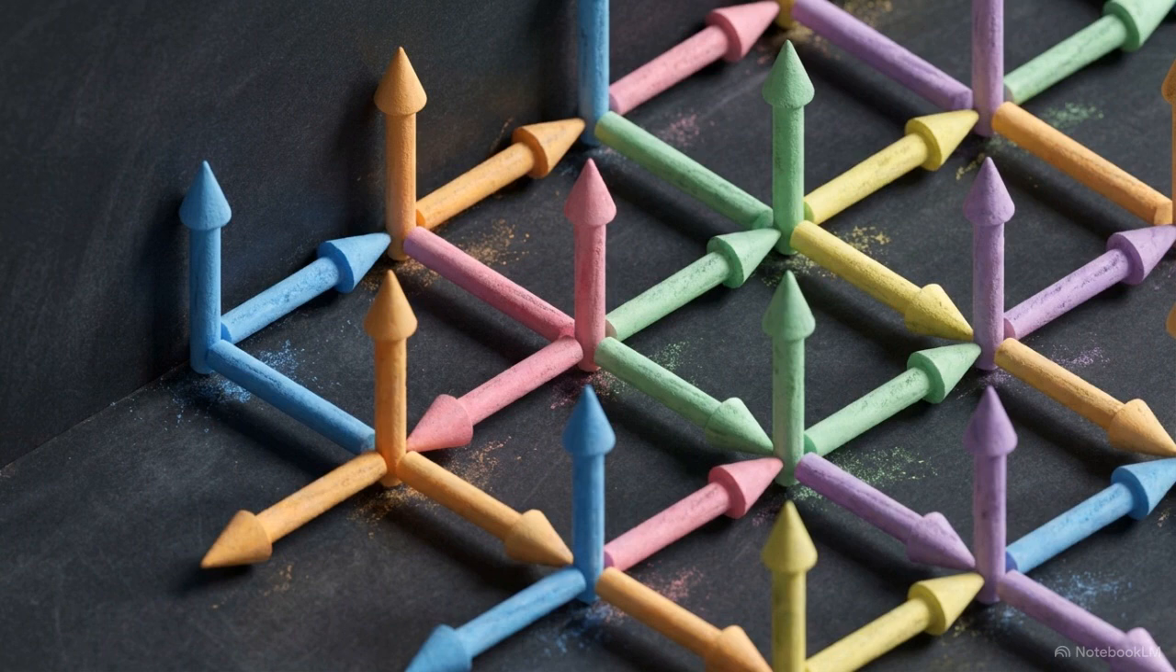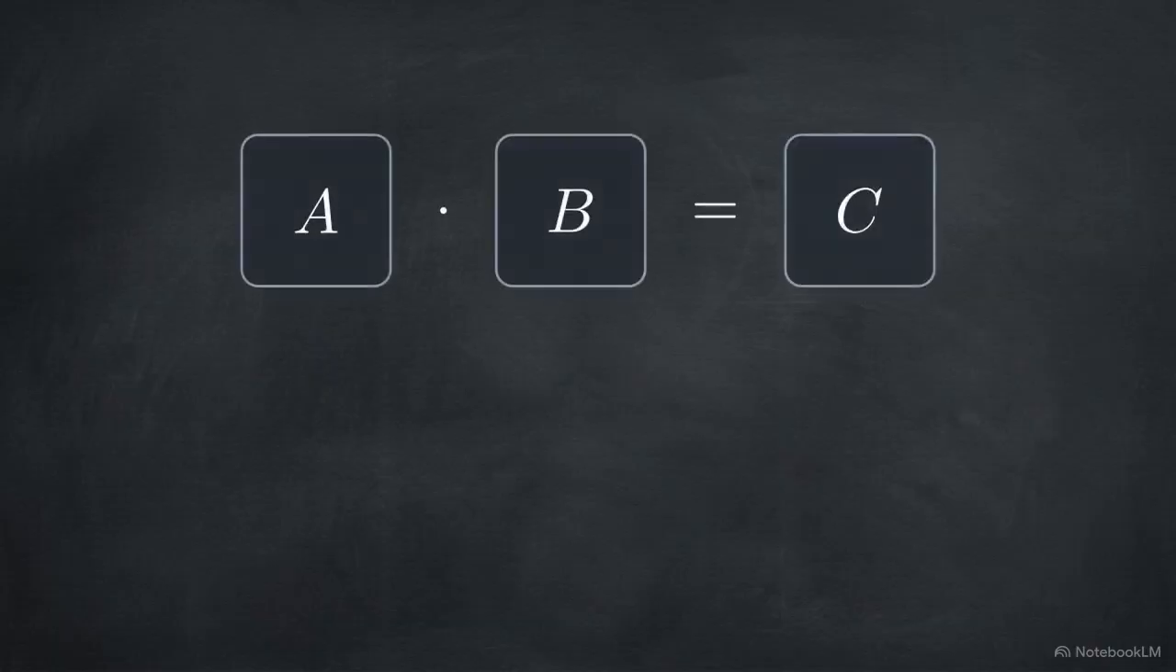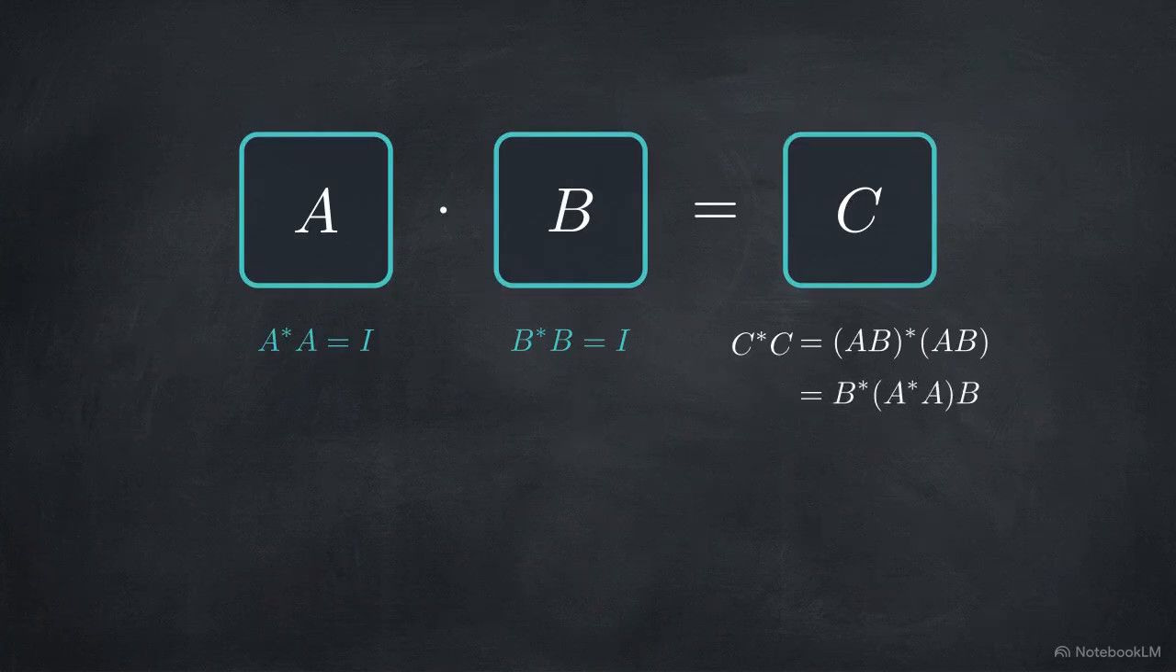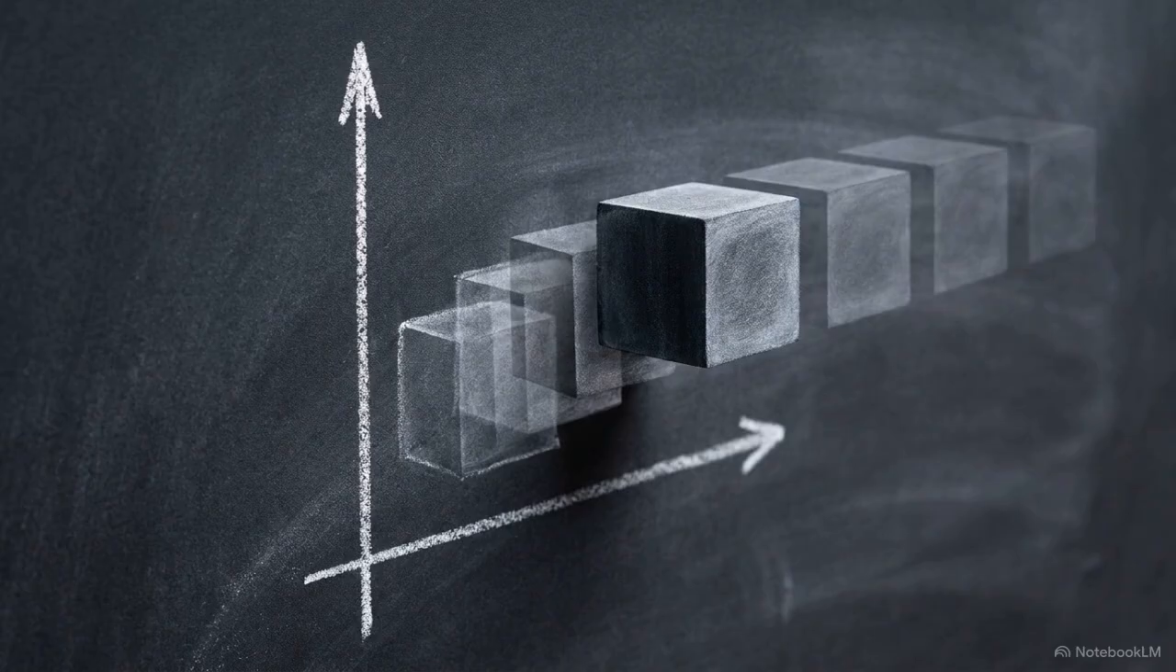Because all unitary operators are invertible, you can multiply multiple unitary matrices together. The resulting matrix, C, will always be another unitary matrix. Mathematically, they form a group. You can sequence these geometric transformations infinitely without ever breaking or distorting the structure of the space.